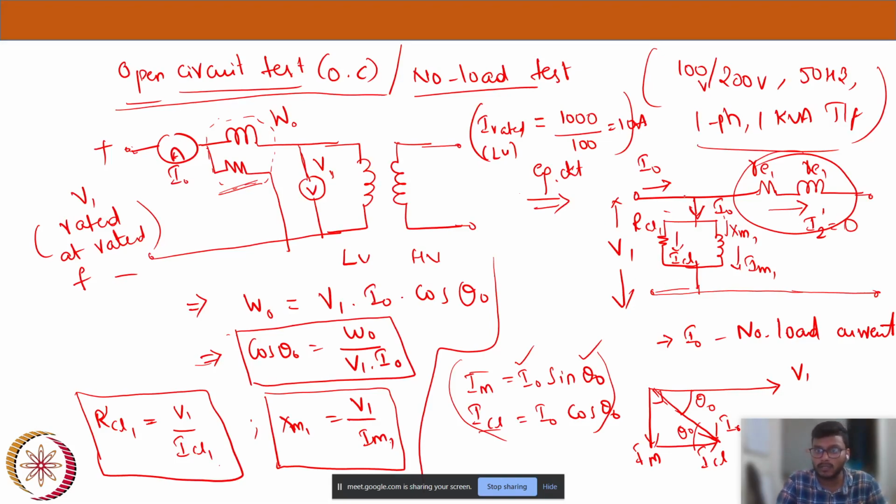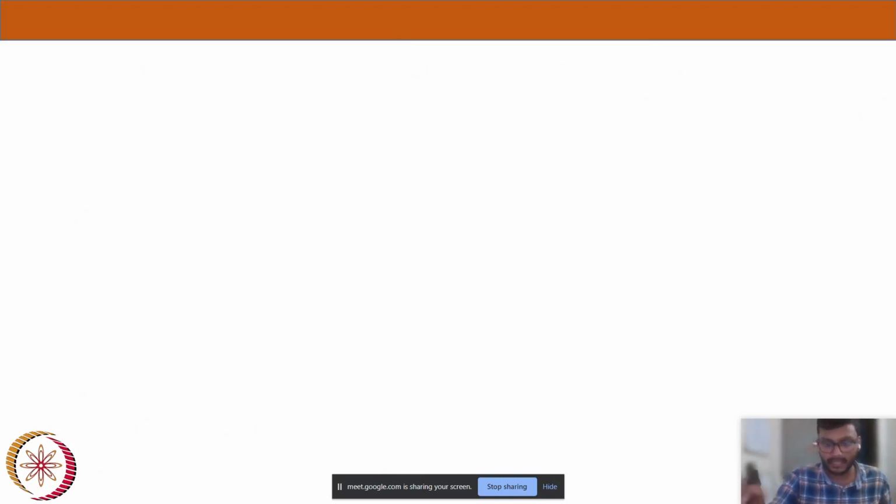Why is it core loss? Because you see this branch here, this is the core loss branch, and the current flowing through it is the only current in the open circuit test, and that is being read by our wattmeter.